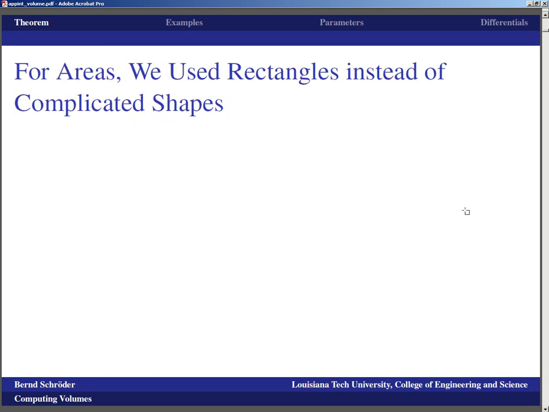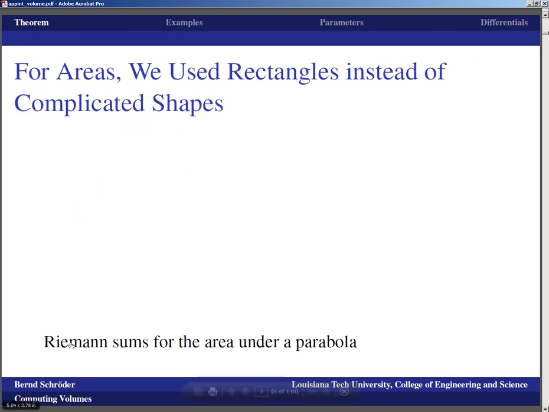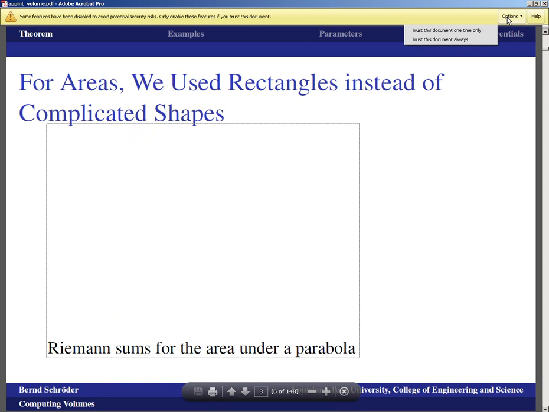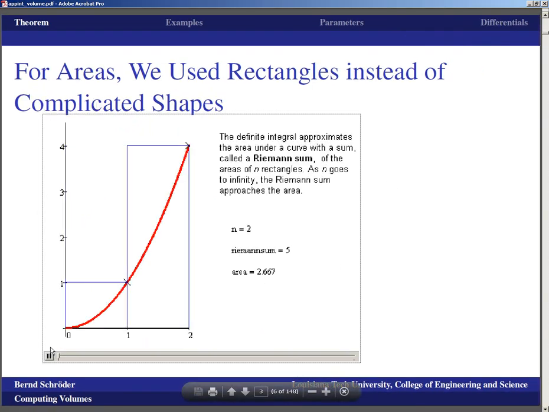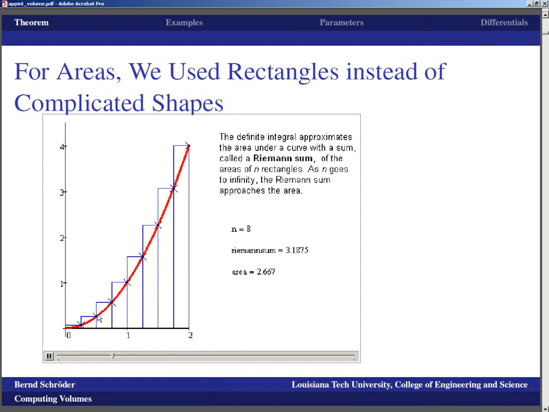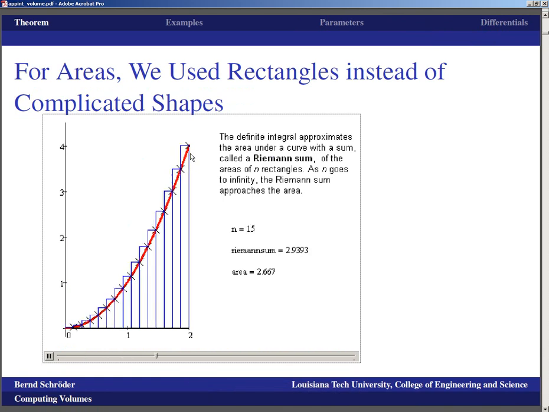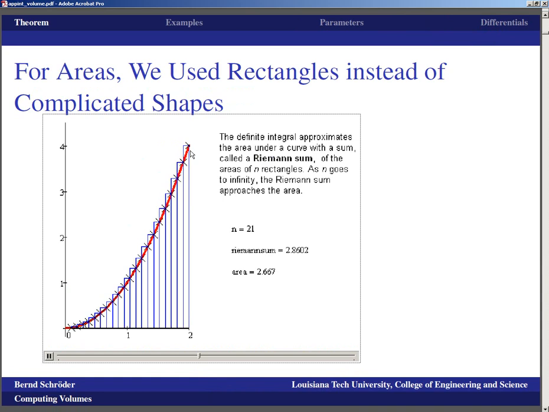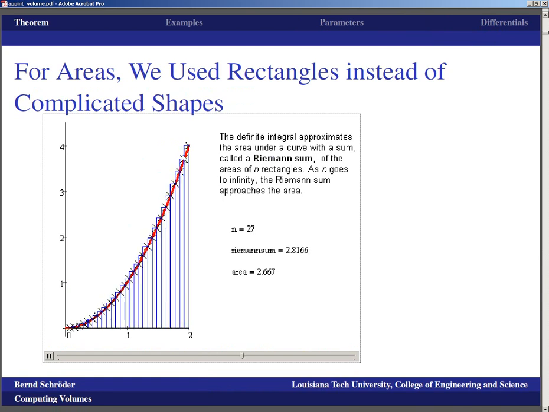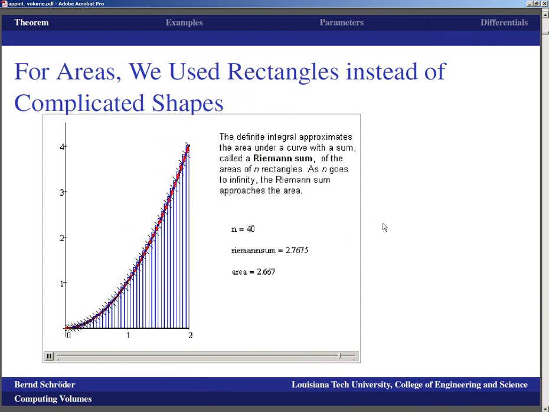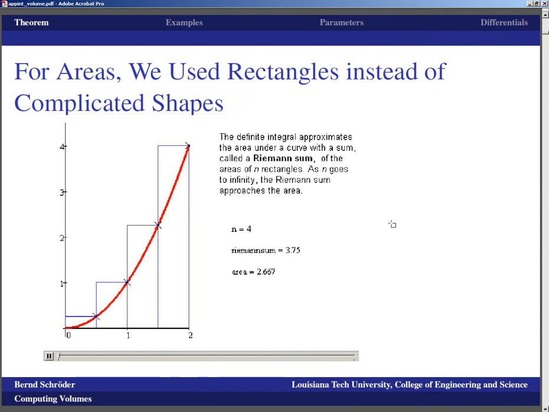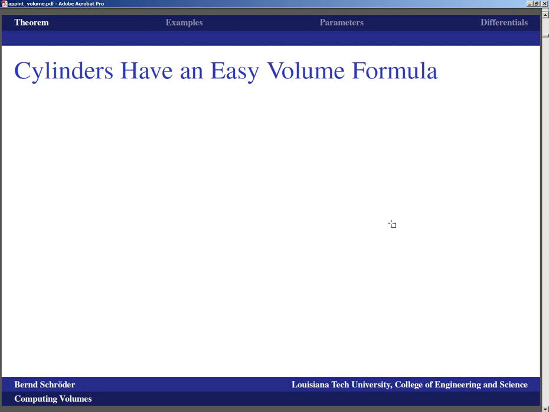Well, what did we do for areas? For areas, we used rectangles instead of complicated shapes. Even though the area underneath this quadratic certainly has an irregular shape, we used rectangles, and as we use more and more rectangles, we got a better and better approximation for the area. Well, that is something that ought to work in 3 dimensions also.